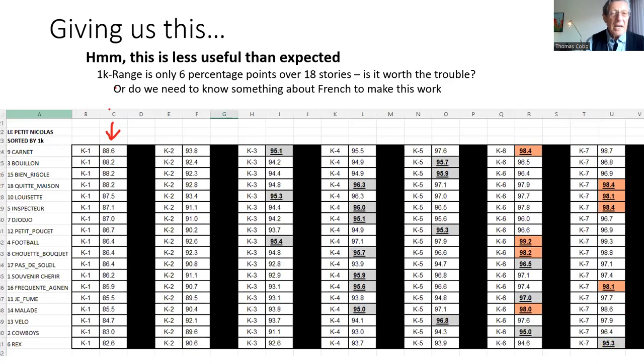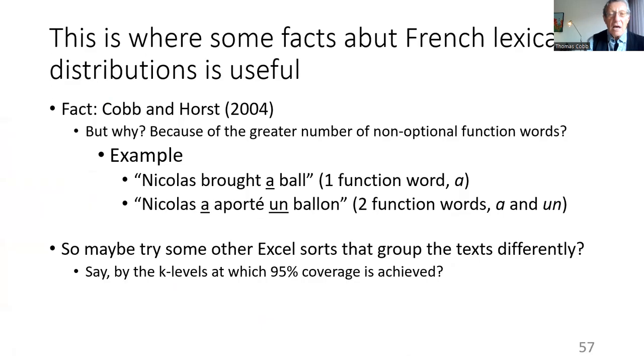So when I sort by 1K, I was a bit surprised here. I didn't really get the effect I was hoping for. The difference between the easiest and the hardest text is 88 to 82, 88 at the top, 82 at the bottom. It's not that big a difference. I don't think it would be worth redoing the sequence of these stories, even if you were photocopying them. And why is that?